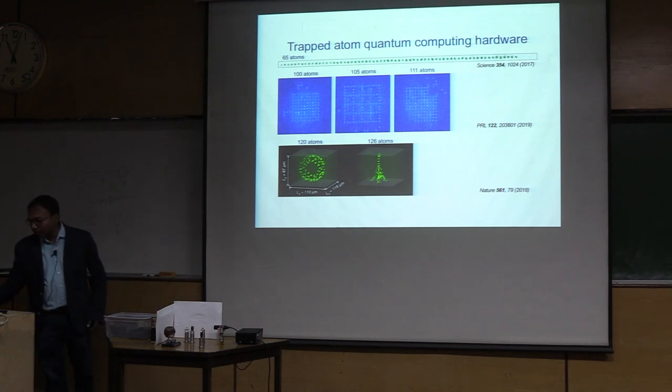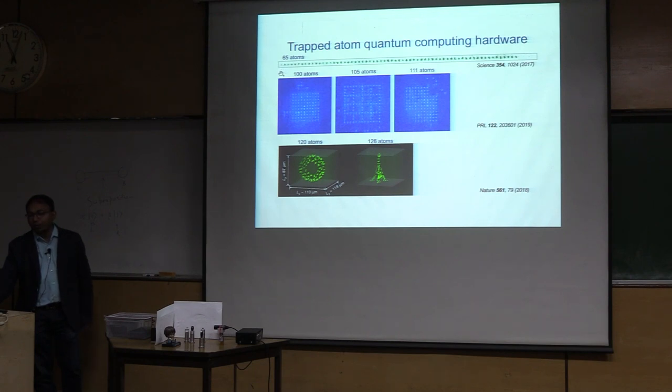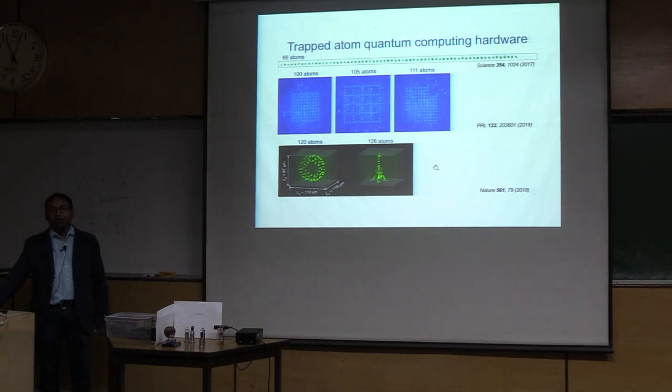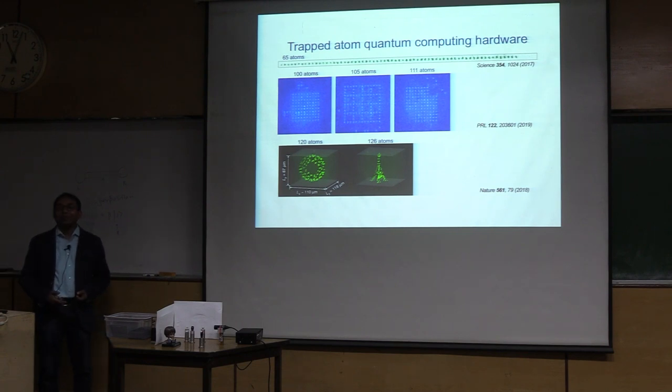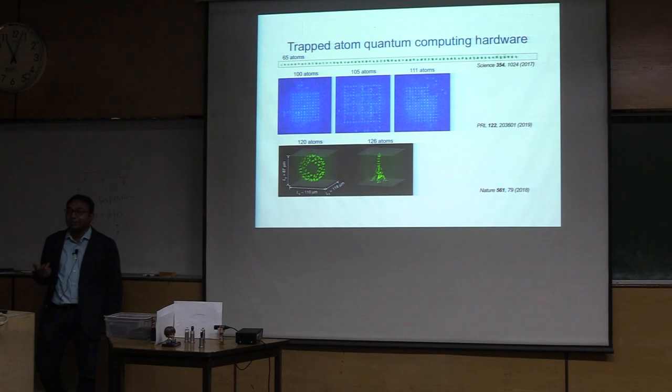Okay. So here these are like 65 atoms. The separation between them is like a few micrometers. Here these are like 100 atoms, like a 10 by 10 array. And here, a few scientists in France became really enthusiastic. They wanted to make the Eiffel Tower. And this Eiffel Tower is made of 126 atoms. Isn't it amazing? Which one is more interesting to see, the real Eiffel Tower or the Eiffel Tower made of atoms? I think if you work in these things, if you are really in the lab, then you will be really amazed to think that you can make an Eiffel Tower with atoms.